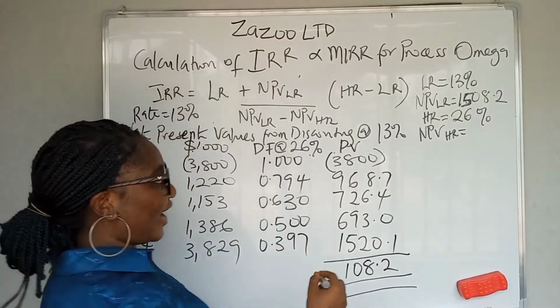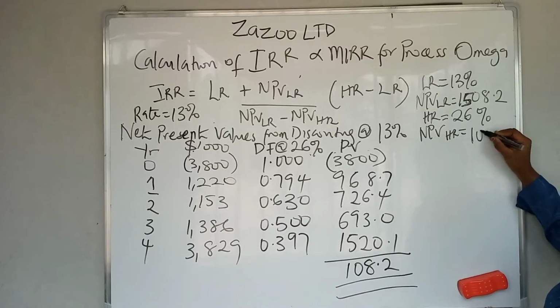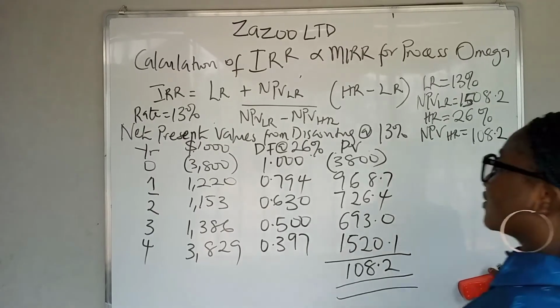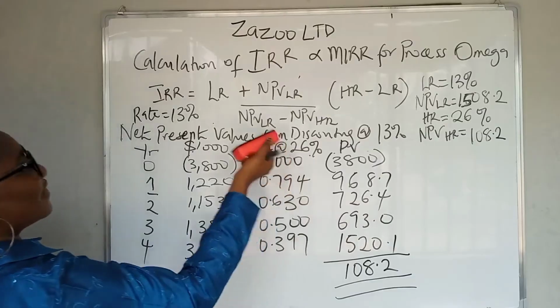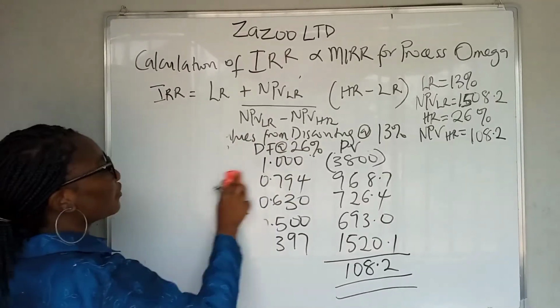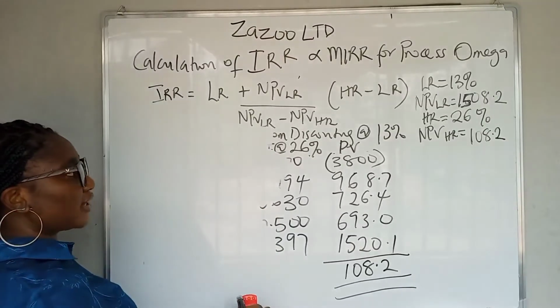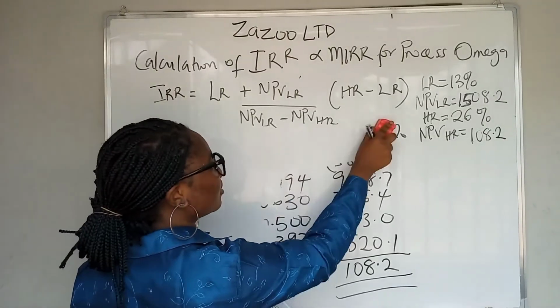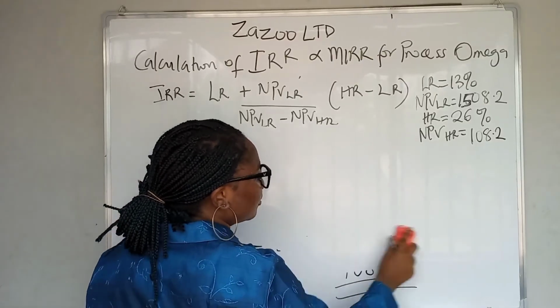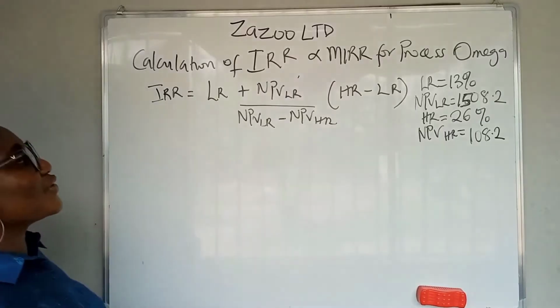Now let's calculate our IRR. Since we already have our variables, you have your NPV of the higher rate to be 108.2. You open to your next page and solve for your IRR. These ones are not in working notes. You are writing them down. There's not even working notes. Just write everything on a page and grab your marks in any way you can.